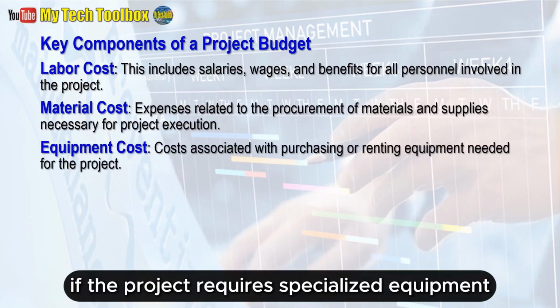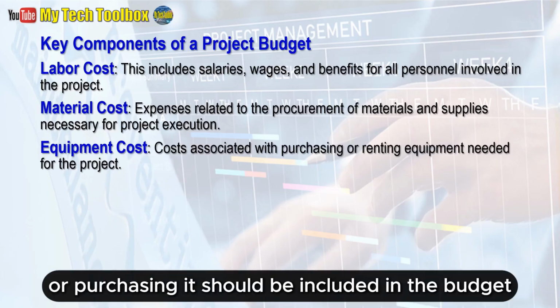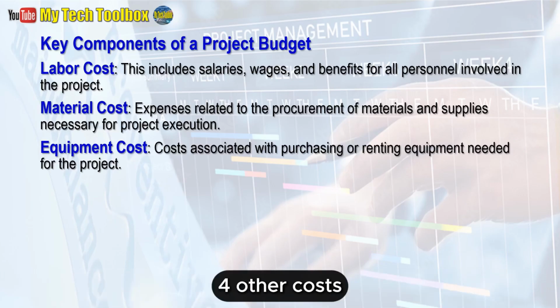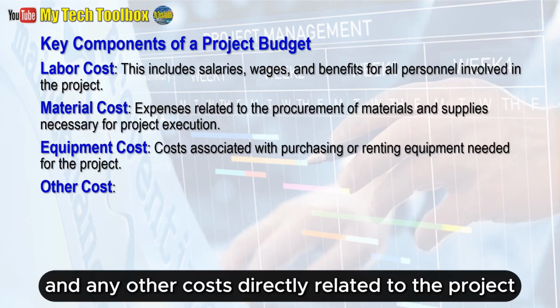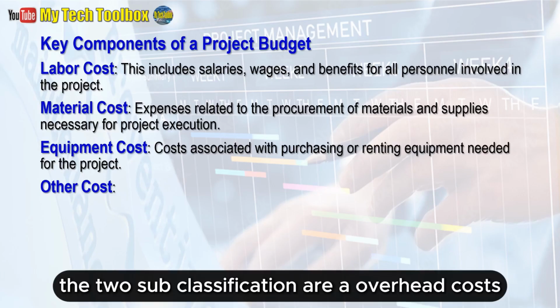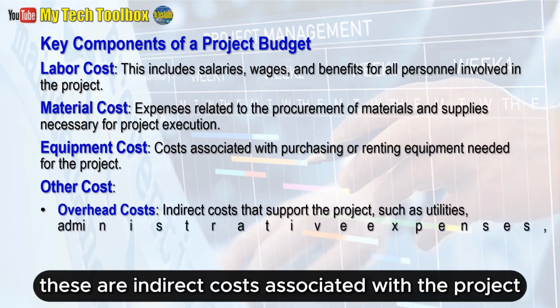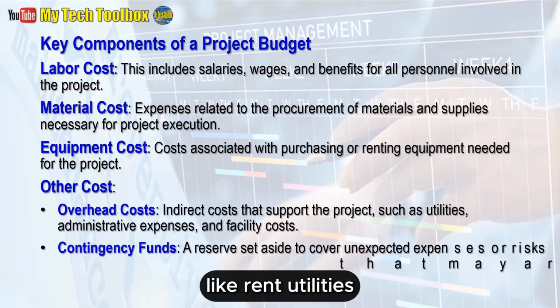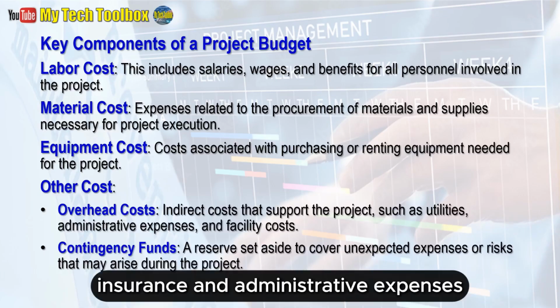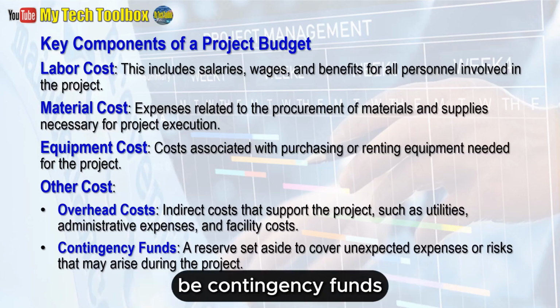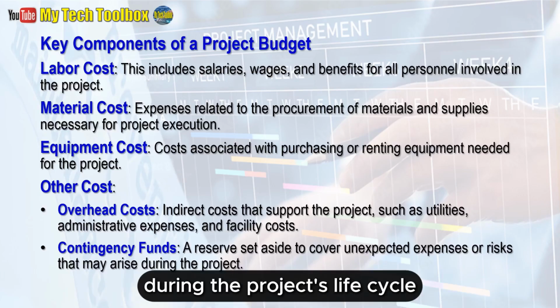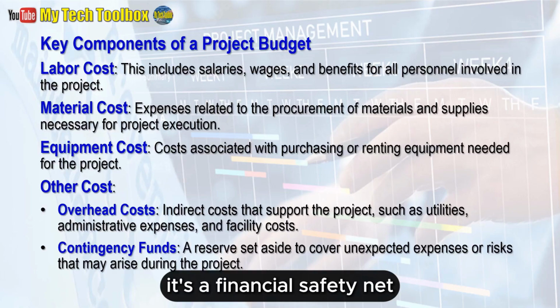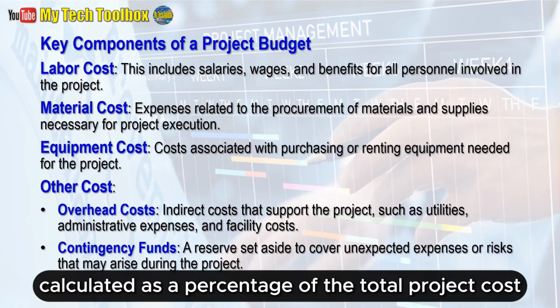3. Equipment costs. If the project requires specialized equipment, the cost of renting or purchasing it should be included in the budget. 4. Other costs. This category can include travel expenses, training costs, and any other costs directly related to the project. The two subclassifications are A. Overhead costs. These are indirect costs associated with the project, like rent, utilities, insurance, and administrative expenses. B. Contingency funds. These are allocated to cover unforeseen expenses or changes that might arise during the project's life cycle. It's a financial safety net, typically calculated as a percentage of the total project cost.